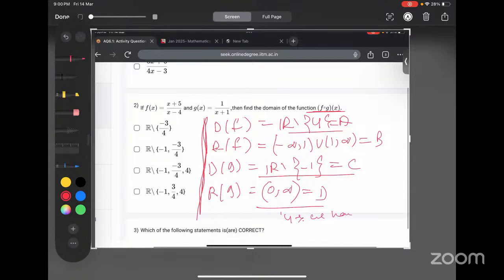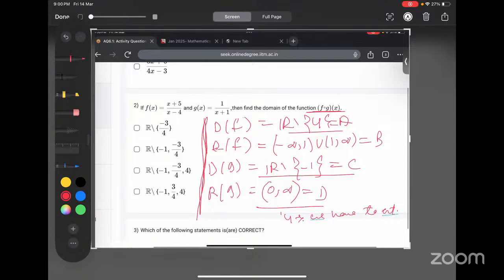D should be a subset of A. A is having everything except 4. Here D is 0 to infinity. So 4 should be excluded, such that G of X should be equal to 4. That means we have to exclude 4 from the range, so we have to find the pre-image of 4 and exclude that pre-image from C. So what is the pre-image of 4 under G?